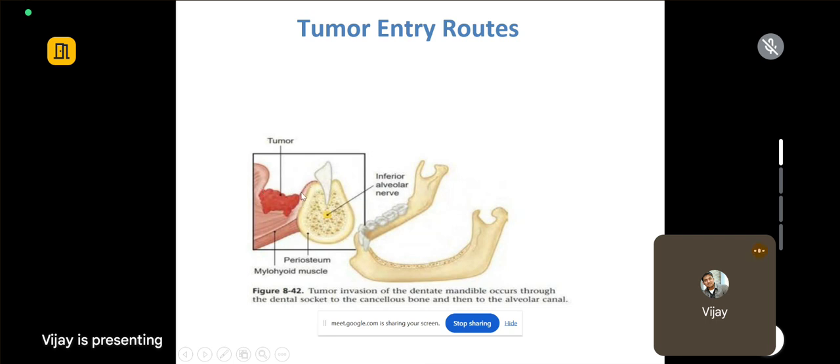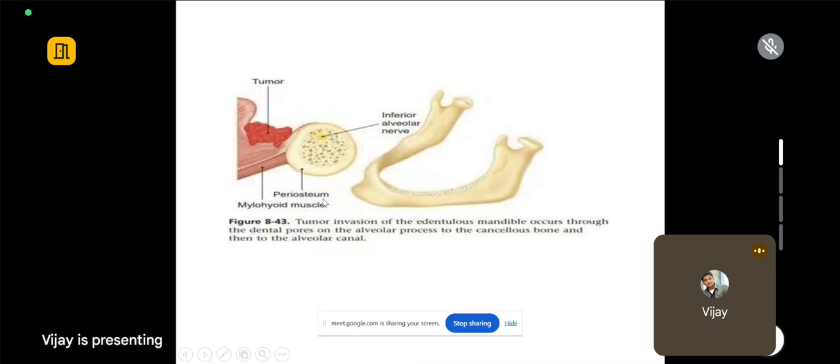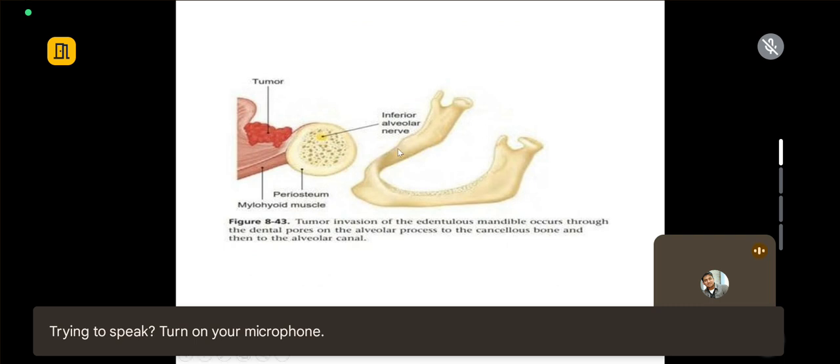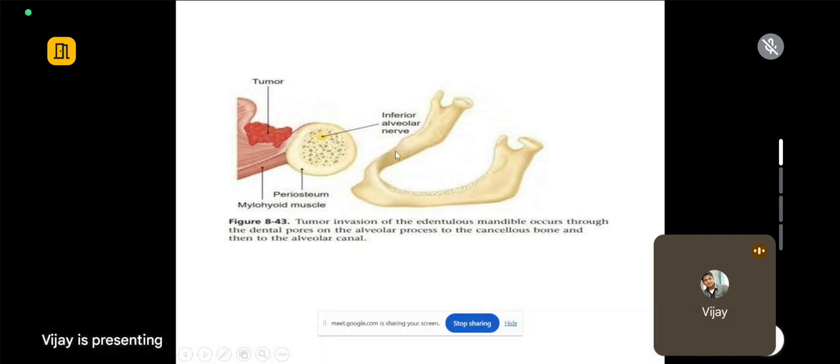It enters through the point of contact in the dentate mandible, through the dental socket, and then goes to the cancellous bone and involves the alveolar canal. With respect to an edentulous mandible, after the teeth are lost, the alveolar portion of the mandible starts resorbing, and the remaining mandible is called the alveolar ridge. In this alveolar ridge, tumor invasion again occurs through a point of contact, through the dental pores onto the alveolar process, to the cancellous bone, and then to the alveolar canal.